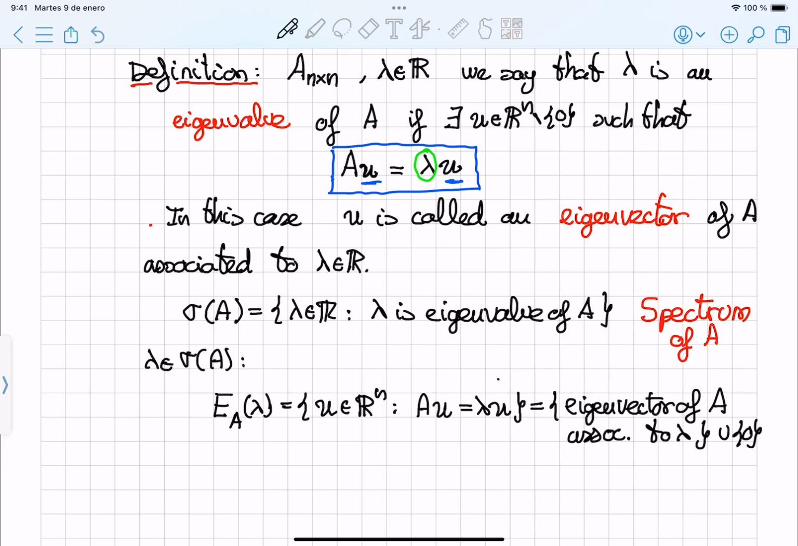The zero, by definition, is not an eigenvector because if we multiply the matrix A by zero, the result is always going to be zero. So zero would always be an eigenvector for any number, so it makes no sense. So we simply eliminate the zero as an eigenvector. But we need to add this vector, the zero, to this set.